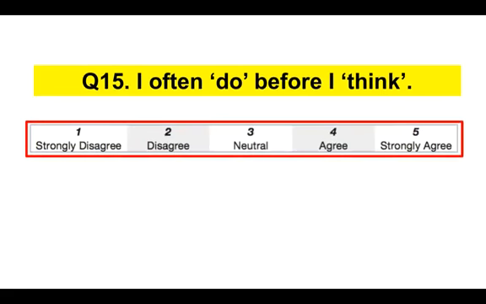Number 15, I often do before I think. I disagree with that. A better employee is someone who thinks before they do things. Okay, if they've got time, think about your actions and think about the consequences.